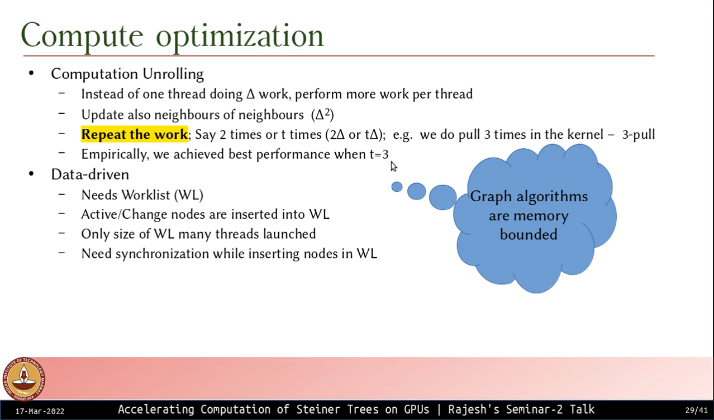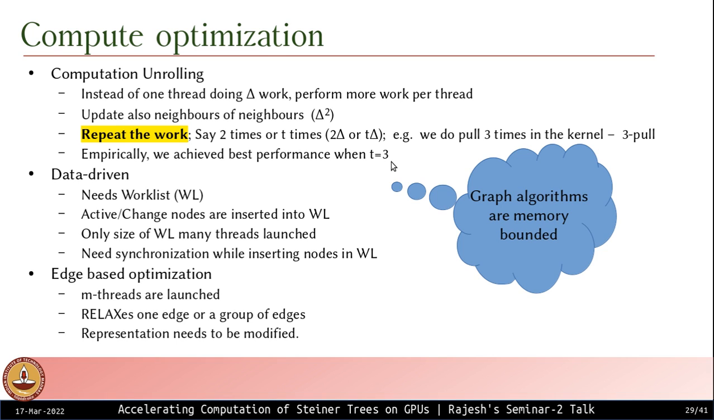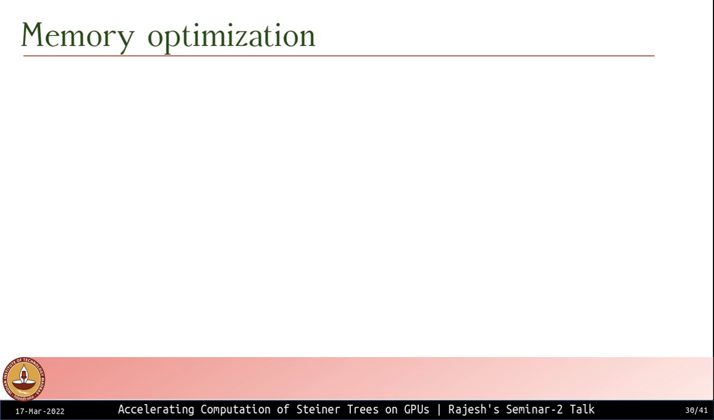There are other compute optimizations that we tried, namely data driven and edge based optimization. Data driven involves keeping track of active nodes and launching only that many threads, whereas edge based involves launching m many threads and relaxing one edge at a time. Both were not performing that well compared with the T delta optimization that we had.